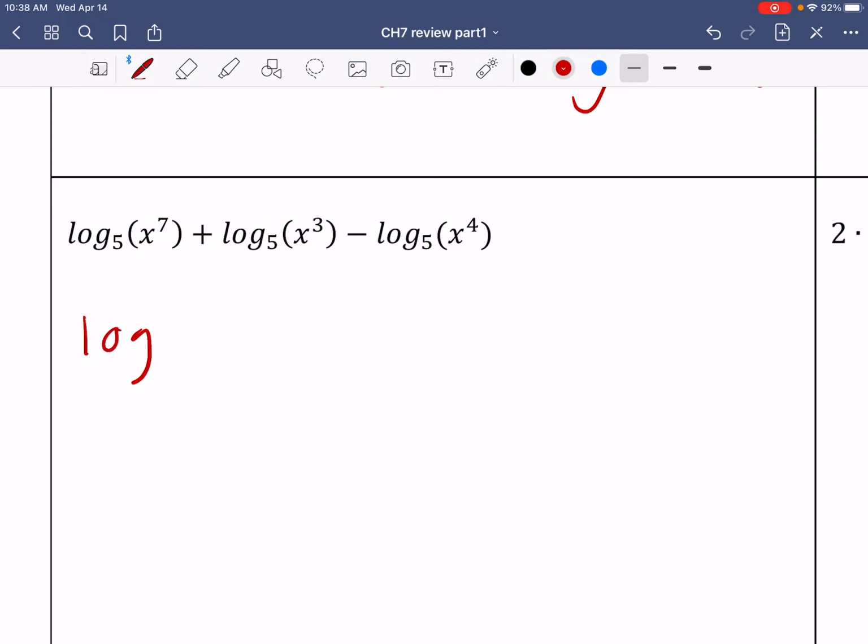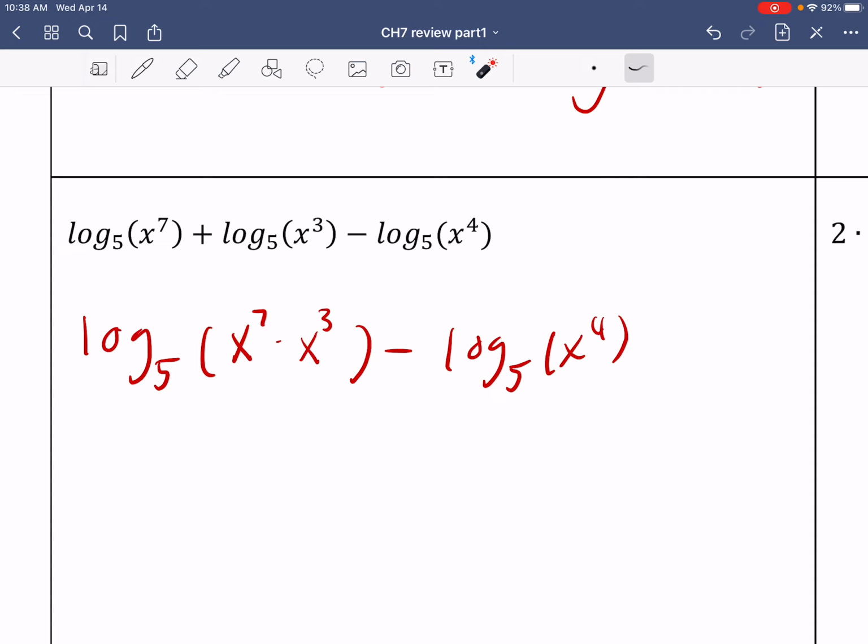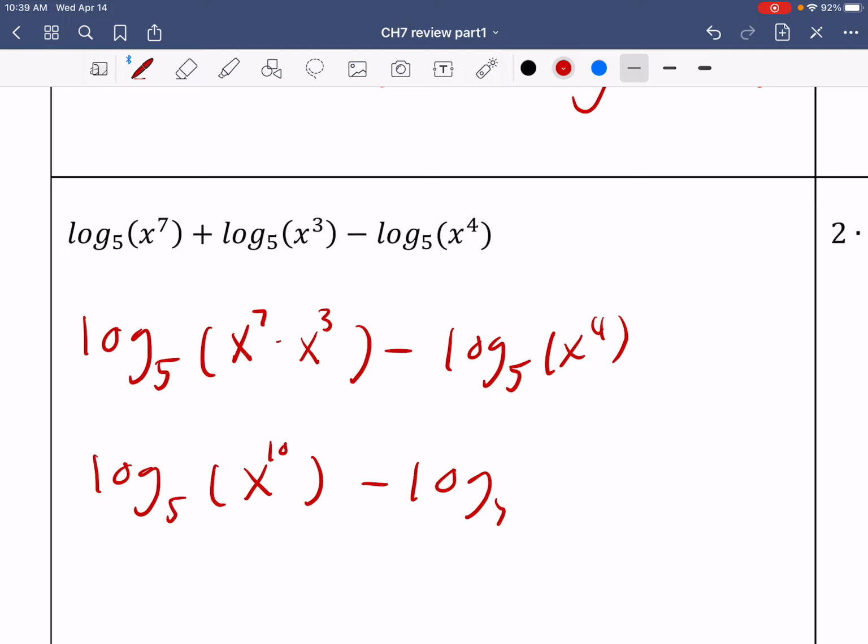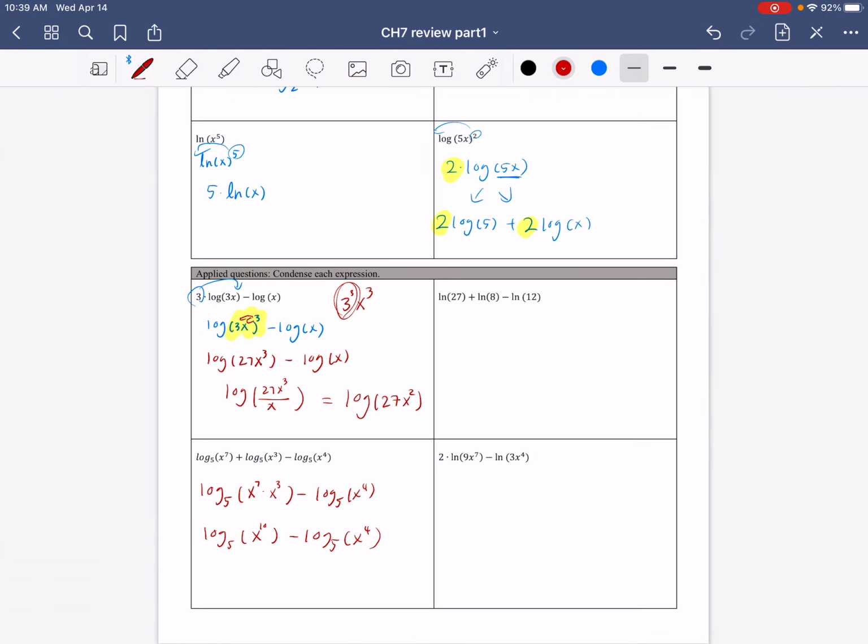So what? Log base 5 of x to the 7th power times x cubed minus log base 5 of x to the 4th. 7 times, it's not 7 times 3. You're not going to multiply this exponent, by the law of exponents. When you multiply, you add these two numbers. So it's log base 5 of x to the 10th power minus log base 5 of x to the 4th power, and then you know what you have to do from here.